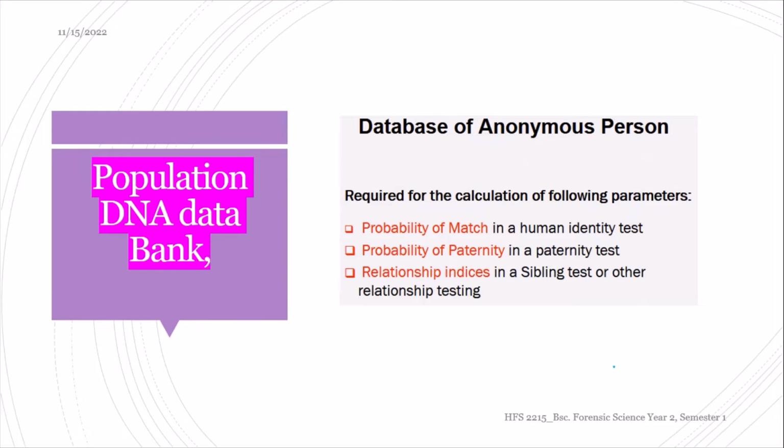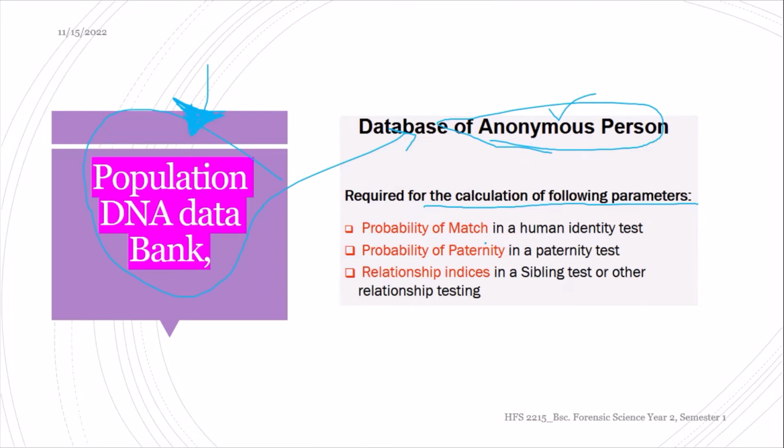So let us look at now the various DNA data banks that are important, especially in forensic studies. One of them is a population DNA data bank, and this one is a database consisting of DNA profiles of anonymous people. And anonymous to mean people have been randomly involved in research, so that we can have epidemiological data of certain populations within the world. So it is anonymous, and then we obtain their DNA, and this is required for calculation of the following parameters when it comes to forensic studies.